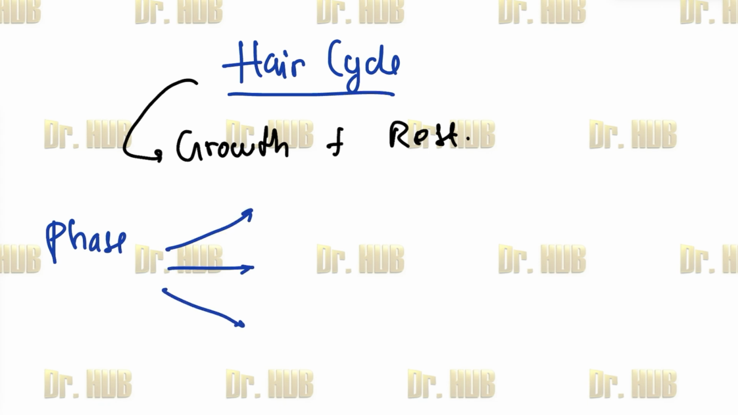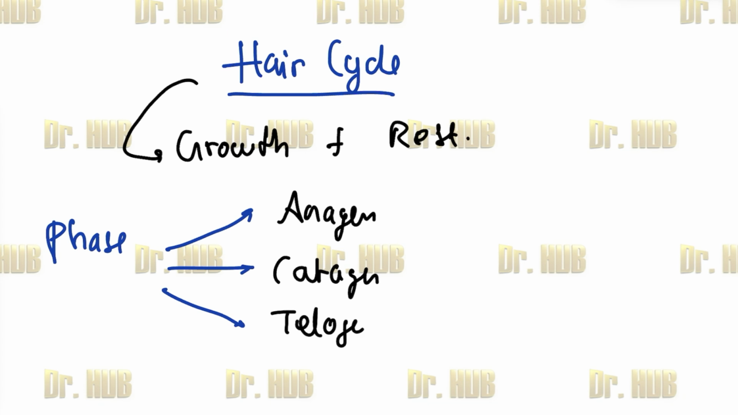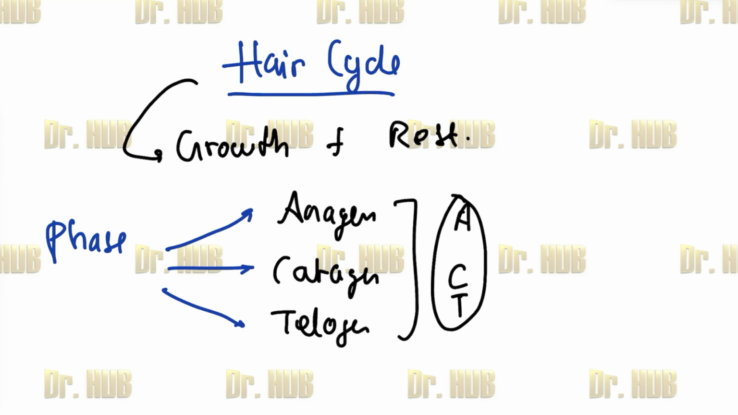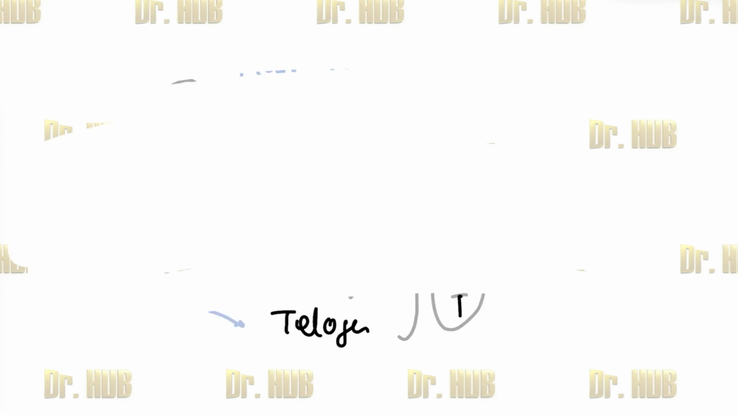One is the anagen, then comes the catagen, and then the telogen. So anagen, catagen, and telogen. The mnemonic being ACT. Now let's look at each phase in detail.